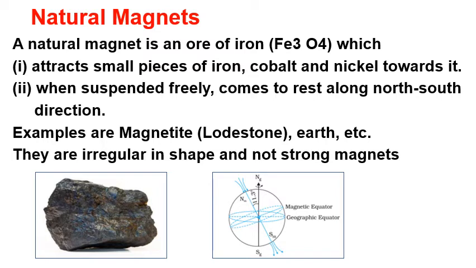Natural magnets. A natural magnet is an ore of iron, which 1, attracts small pieces of iron, cobalt, and nickel towards it; 2, when suspended freely, comes to rest along the north-south direction. Examples are magnetite, etc. They are irregular in shape and not strong magnets.